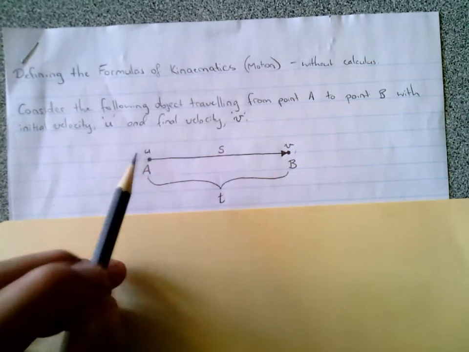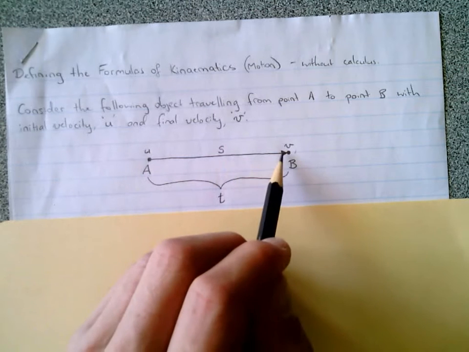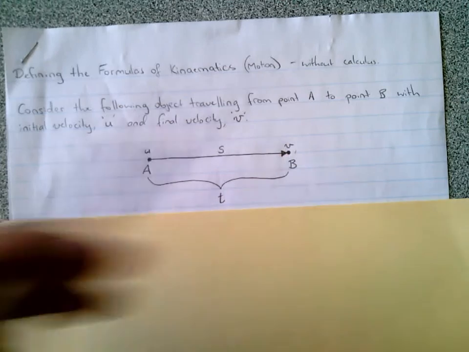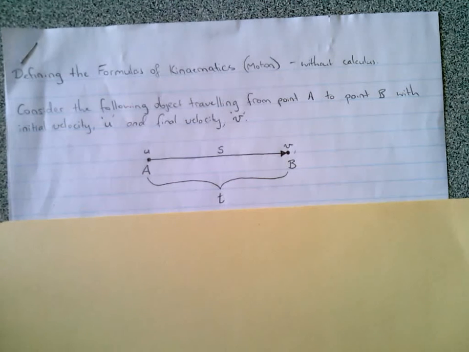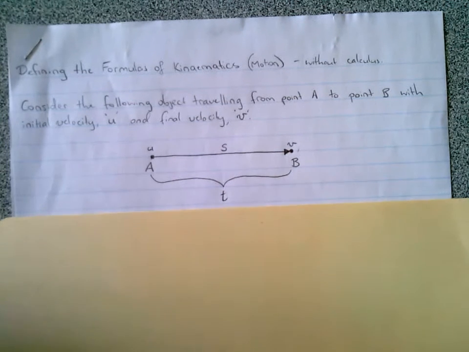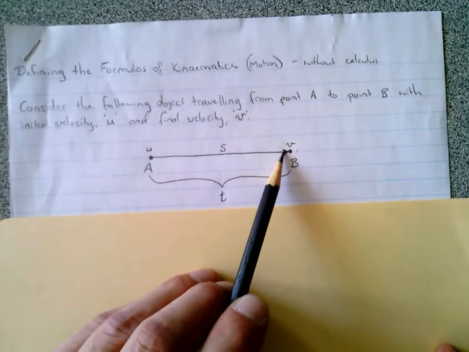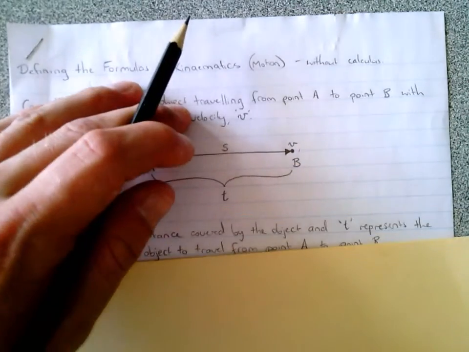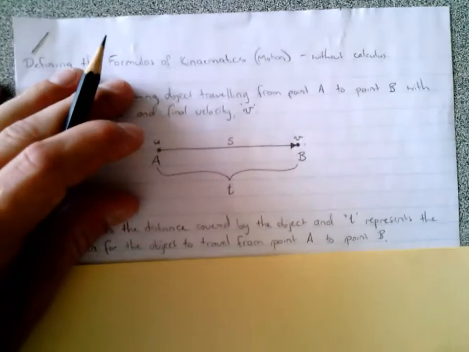We've got a point A and a point B, something travelling with an initial velocity u, a certain displacement s, and finishing at a final velocity of v, and the time in which it took to get from point A to point B. Okay, so that's all that's showing is something travelling in an initial velocity over a particular distance or displacement, finishing at a final velocity, and the time in which it took to get between those 2 points. So S represents the displacement covered by the object, and T represents the time taken for the object to travel from point A to point B.